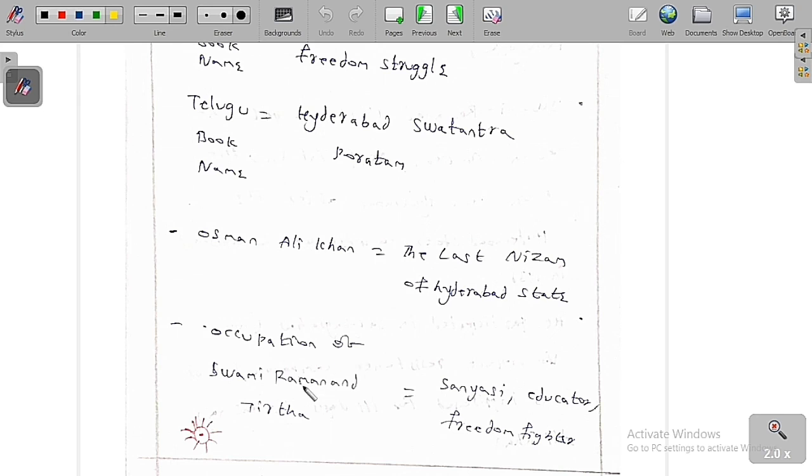And the occupation of Swami Ramanand Tirtha: he was basically a sannyasi, he was also an educator, and he was also a freedom fighter. So these are some of the important facts of Swami Ramanand Tirtha.